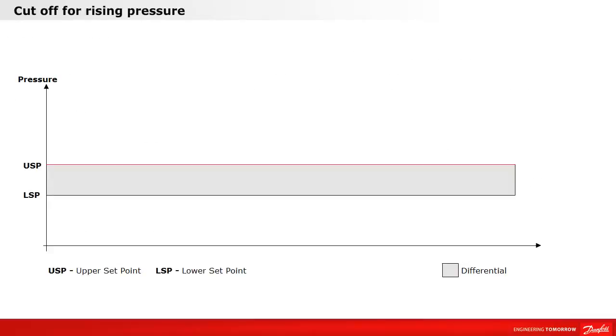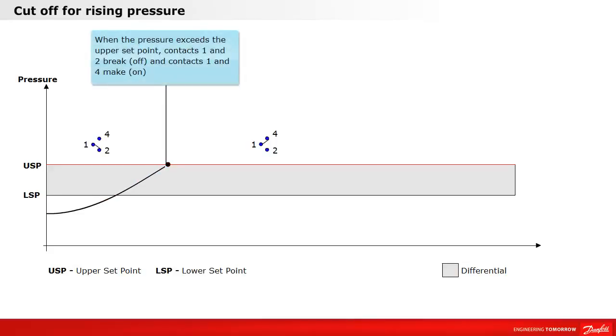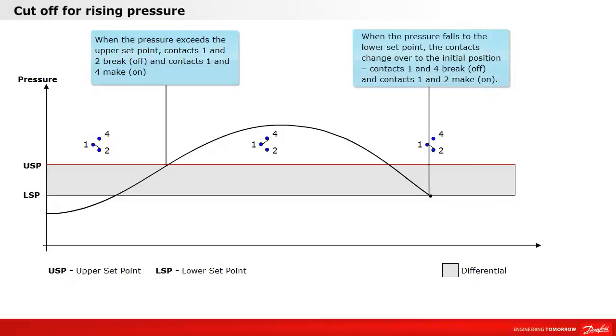Let's take a look at the cutoff for rising pressure. When the pressure exceeds the upper set point, contacts 1 and 2 break, and contacts 1 and 4 make. When the pressure falls to the lower set point, the contacts change over to the initial position. Contacts 1 and 4 break, and contacts 1 and 2 make.